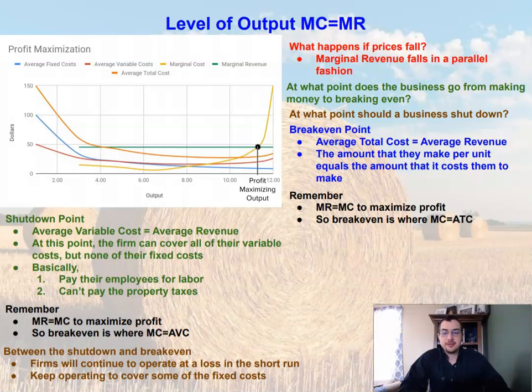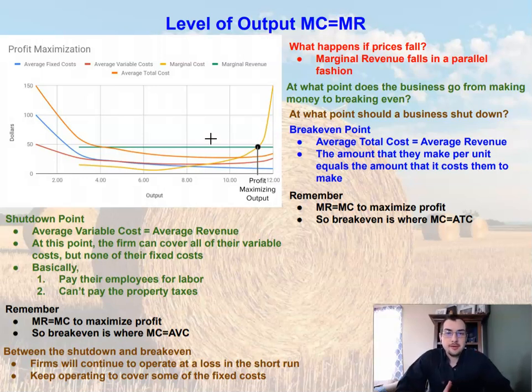So in the last video, we talked about what happens if prices go up. What if they go up to 100? Well, how much do we produce? Well, we still produce where marginal revenue equals marginal cost, right? We also talked about, well, what happens if prices fall? Well, we just produce less because we're still going to produce where marginal revenue equals marginal cost.